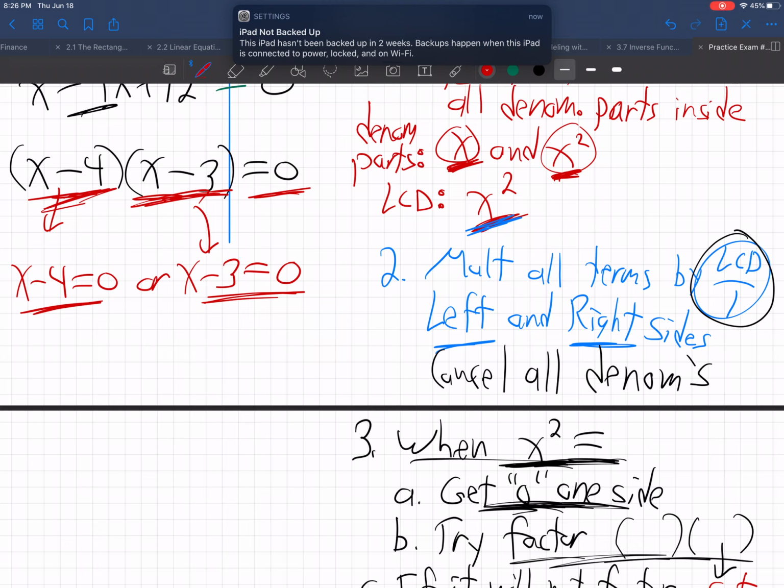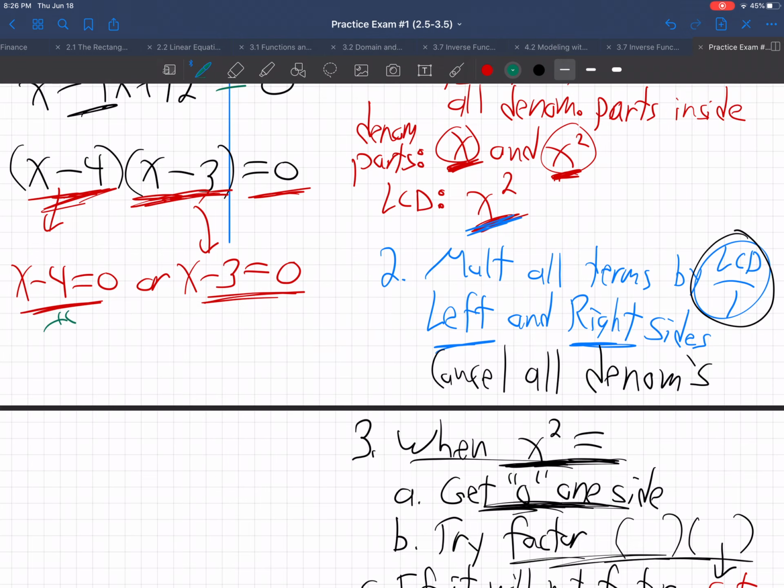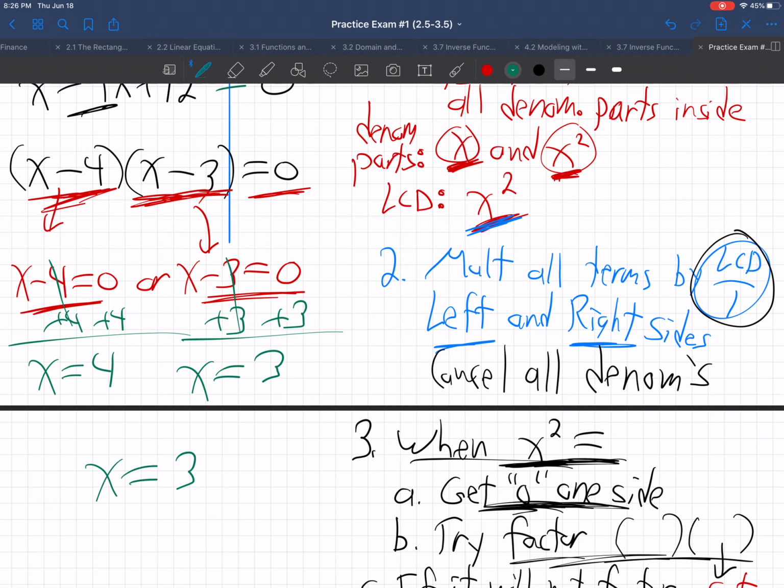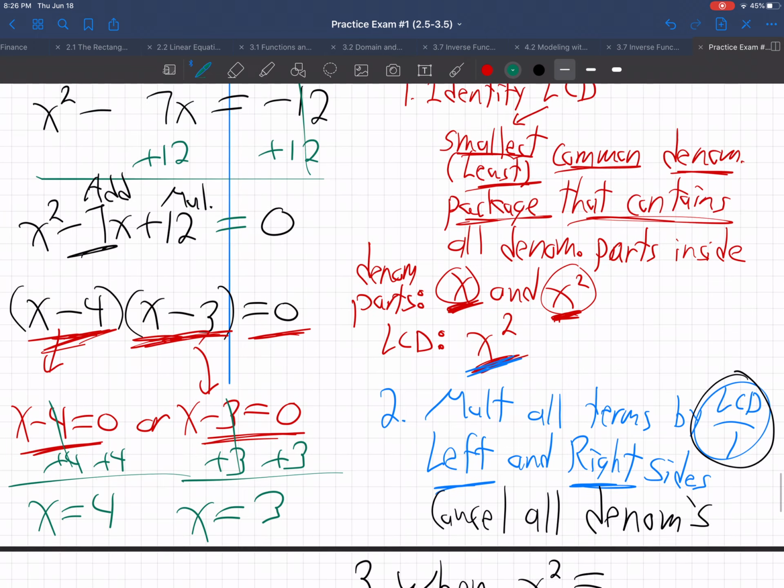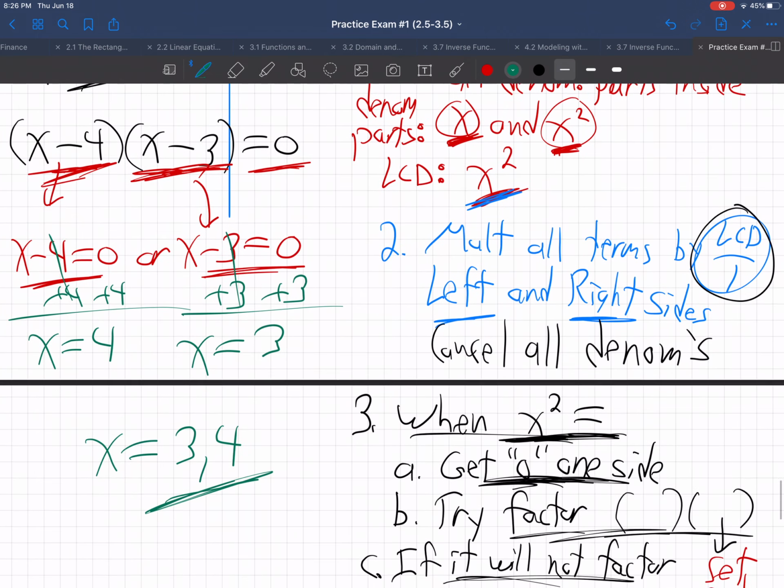All right, let's finish up this problem. Add 4 to both sides. So x, we've got to get x alone, right? And then add 3. So notice the signs switch right at the end. So our answers are 3 and 4. You can say them in either order. It doesn't matter. Those are the answers that make that original equation true.